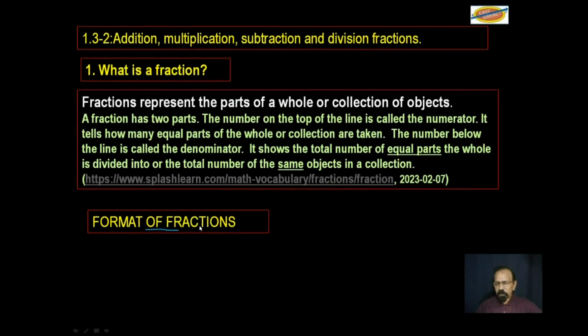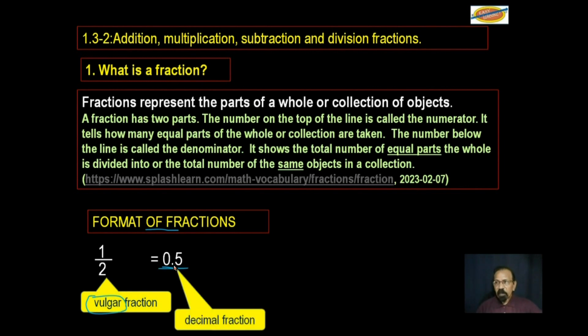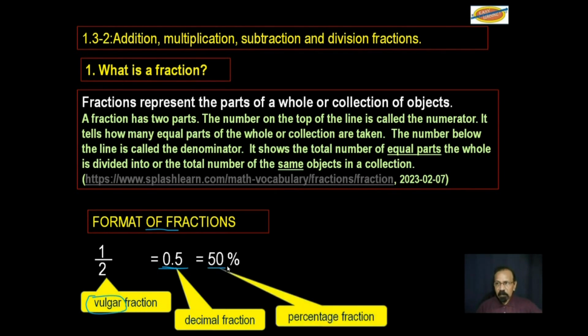Format of fractions. We already saw one number over another, like 1 over 2. Now, this format, as you learned previously, is called a vulgar fraction. That format where you have one digit over another one. There is also something called a decimal fraction that looks like this. And there is also something called a percentage fraction that looks like that.